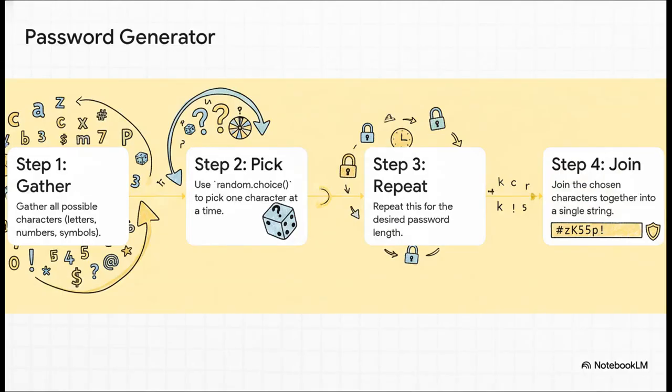So easy. Let's step it up a notch and think about a password generator. The recipe is actually a perfect mix of what we just learned. First, you make a giant string or list of all the characters you want to allow. Then, you just loop for however long you want the password to be, and in each loop, you use random.choice to grab one character. Finally, you just join all those random characters together into your new password.